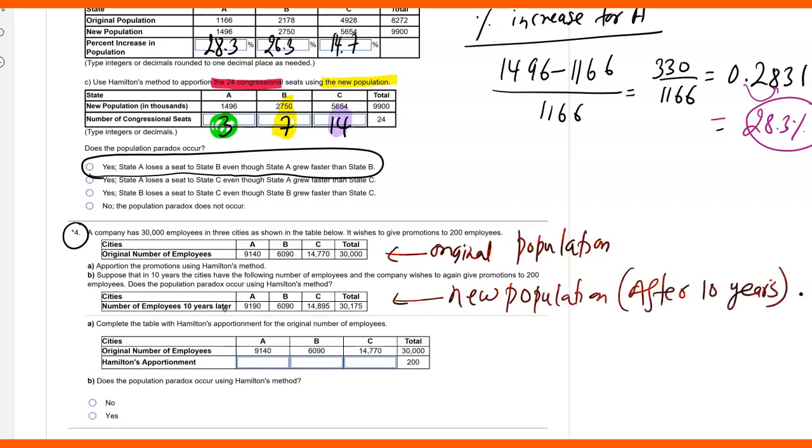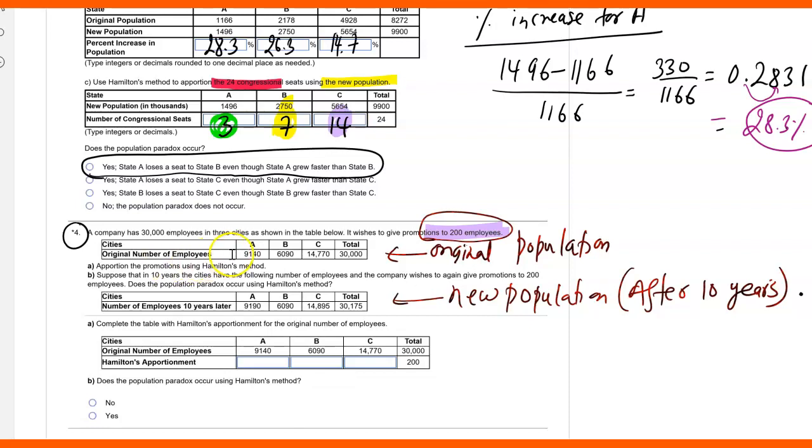And you want to apportion 200 employees among these 3 groups using Hamilton for the original population and the new population. Again, you know how to do Hamilton. You do the Hamilton and compare: does anyone lose the item?